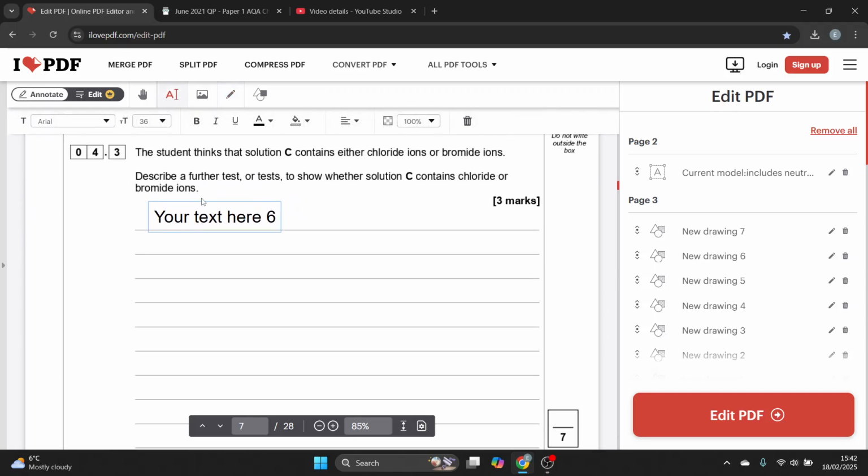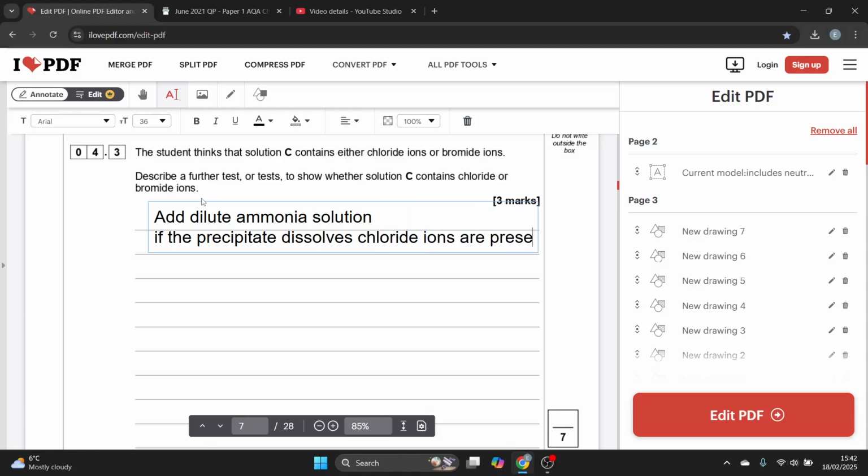So we're going to add dilute ammonia solution. If the precipitate dissolves, chloride ions are present. If the precipitate does not dissolve, then bromide ions are present.